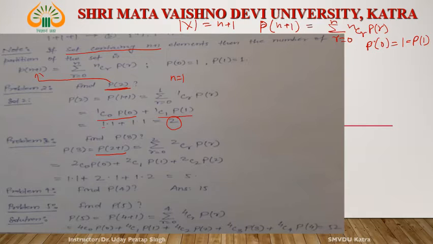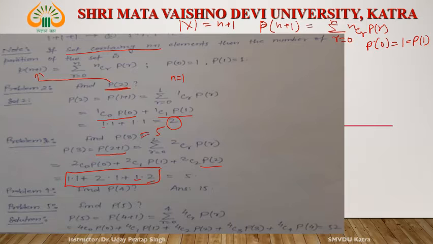For r = 0, P0; 2C1, P1; 2C2, P2. What is 2C0? 2C0 is 1. What is P0? 1. What is 2C1? 2. What is P1? 1. What is 2C2? 1. And what is P2? 2. What is the total sum? 5. Therefore, what is the value of P3? P3 is equal to 5, right?